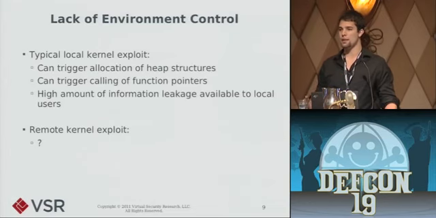And all of these resources have structures on the kernel heap. And you can trigger these allocations in such a way as to massage the heap into a state that's conducive to exploitation. Likewise, you can trigger the calling of function pointers in the kernel by performing operations on these structures that you've allocated. And finally, there's this huge silver platter of information the kernel gives you if you're a local user through interfaces like, on Linux, the proc file system, that will really help you find out where things are in kernel memory and help target your attacks.